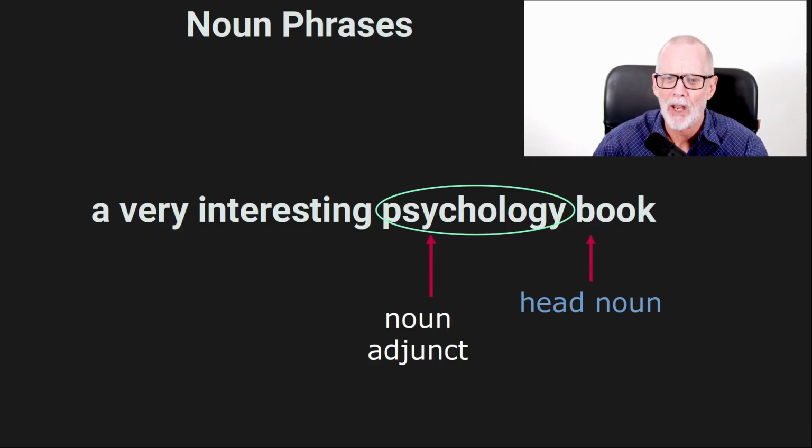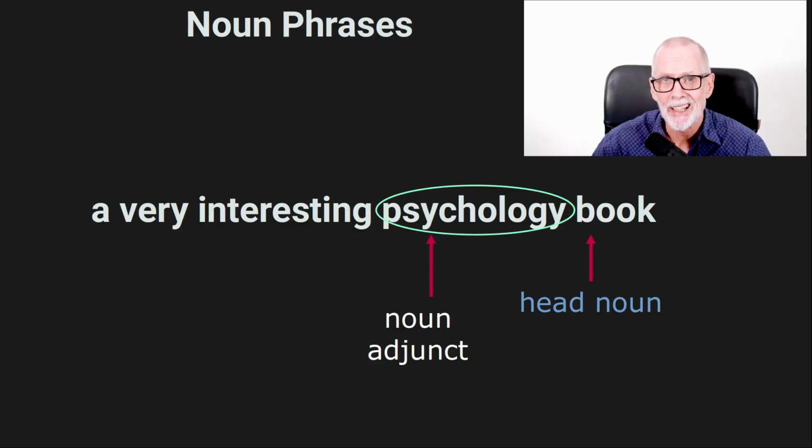So a noun adjunct is the correct term for this. Actually, in the next class, I will go into this in more depth because the next class will be about compound nouns. But here we're using psychology, which is a noun, as an adjective to give us more information about the book. So now we have the noun phrase, a very interesting psychology book. So we started off with book, and now we have a very interesting psychology book. So we now know a lot more about the book.